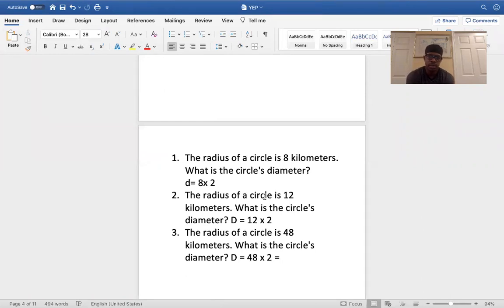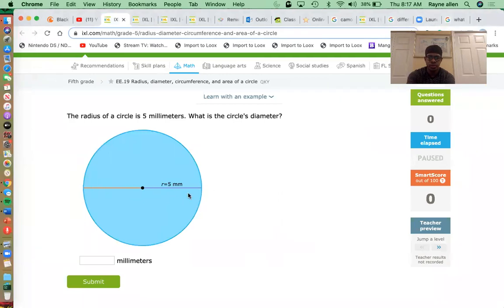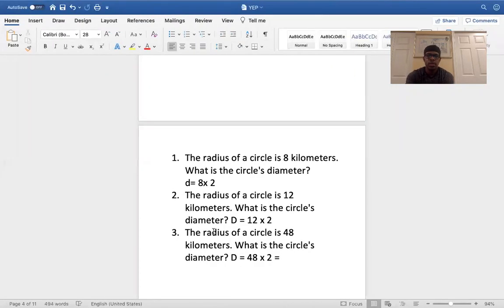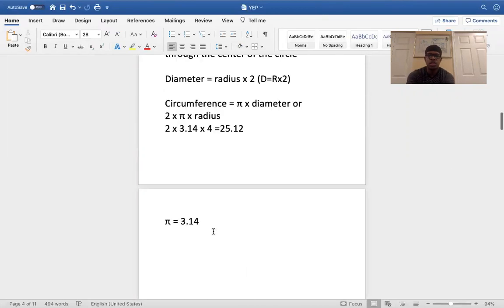Now, let's say the radius of the circle is 48 kilometers. If the radius is 48, the diameter is going to be 48 times 2, which is going to be 96. So your diameter, or the full length passing through the center, is always your radius times 2. All right? Now, I want to go over circumference.